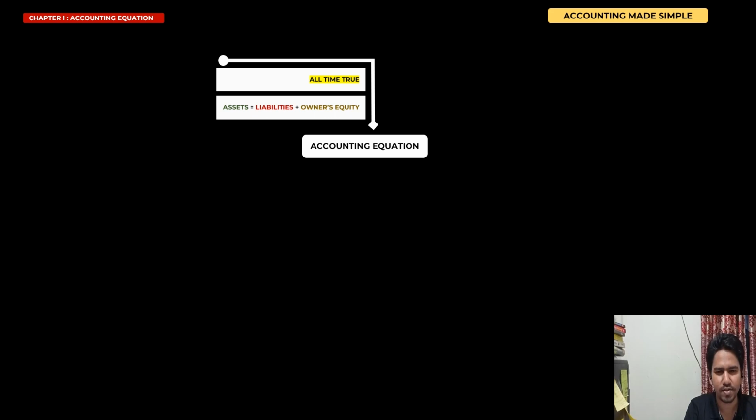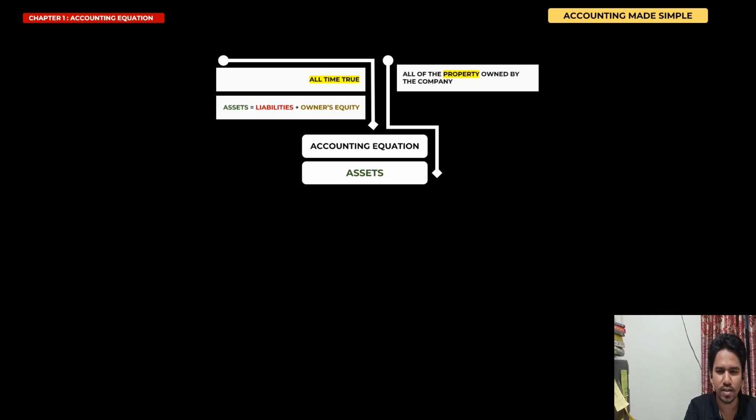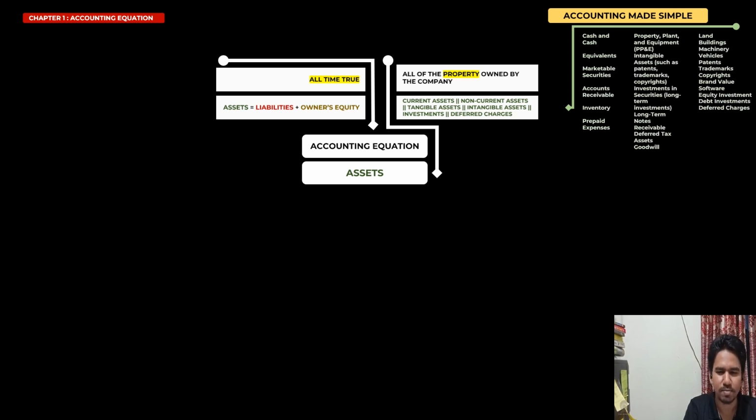Let's jump into the terms. What is an asset? An asset is basically all kinds of property owned by the company. There are lots of types of assets we can usually see: current asset, non-current asset, tangible asset, intangible asset. Any kind of investment can be an asset. Deferred charges can be an asset. One of the key components we have to keep in mind when calculating assets is that intangible products, such as a trademark or patent, can be an asset.